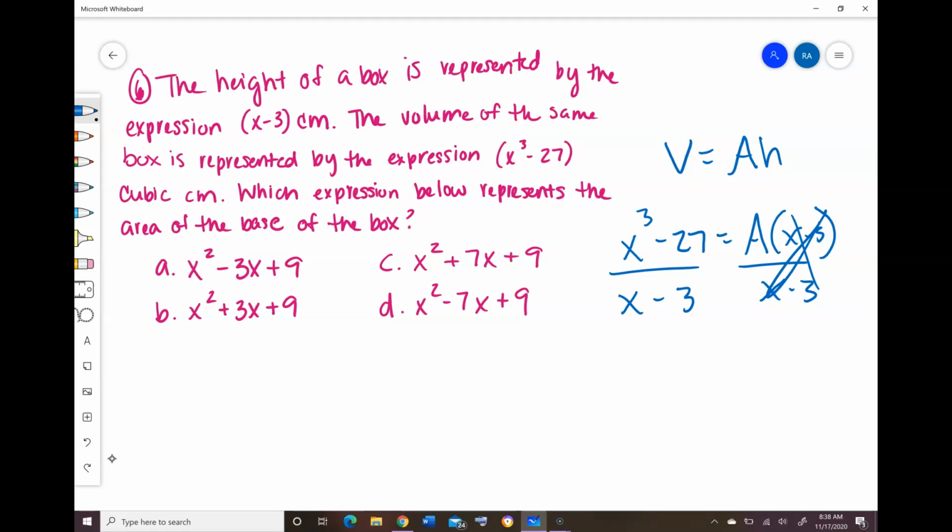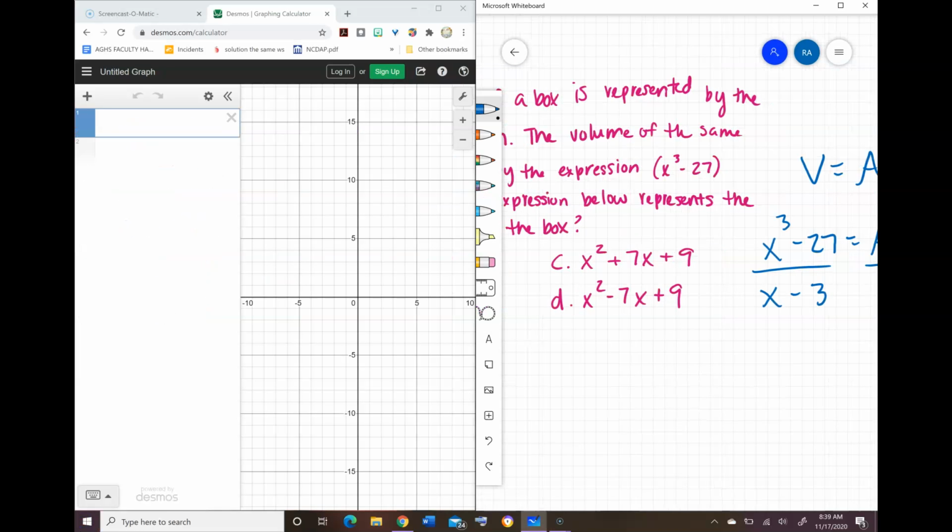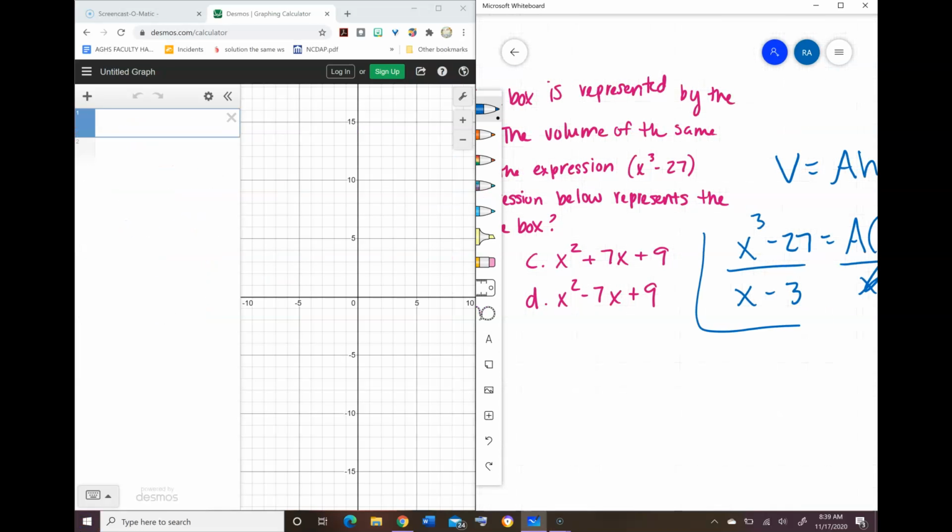Well, instead of having to do all the long things, remember I taught you you can compare the graphs. I can type this one in, and whichever graph it matches is the answer. Okay, so let me show you what I mean by that. All right, so we type in our question right here. I want to know what this reduces down to, so I'm going to type that in.